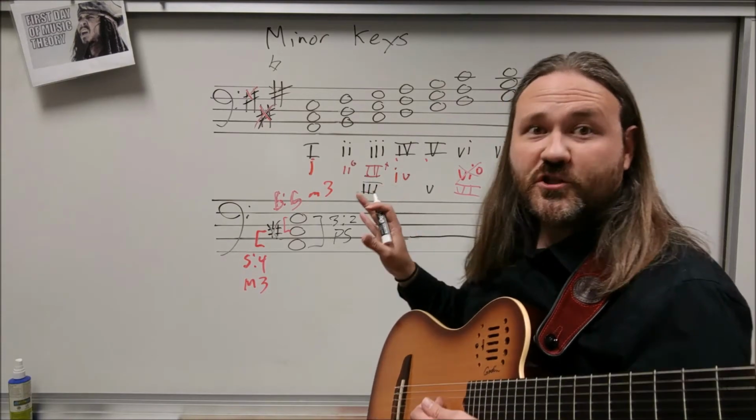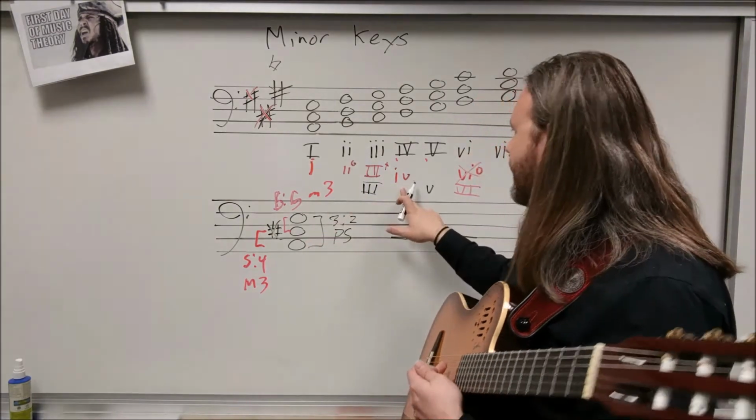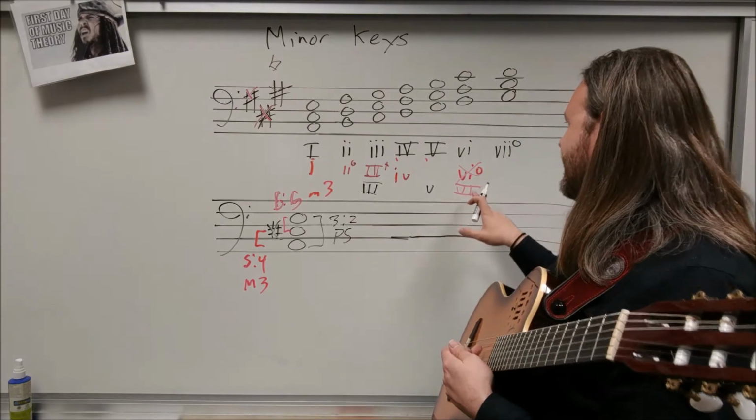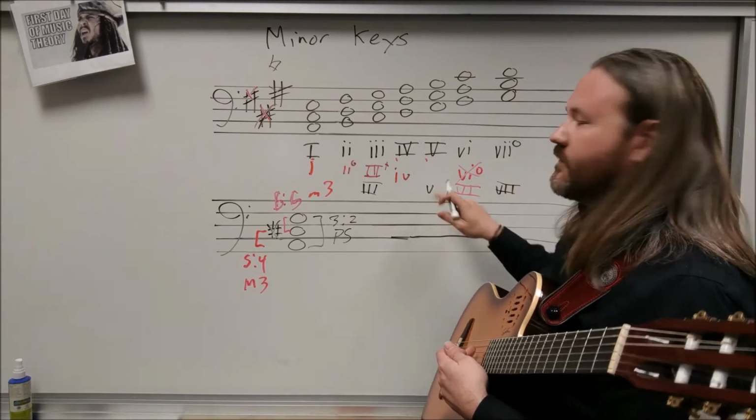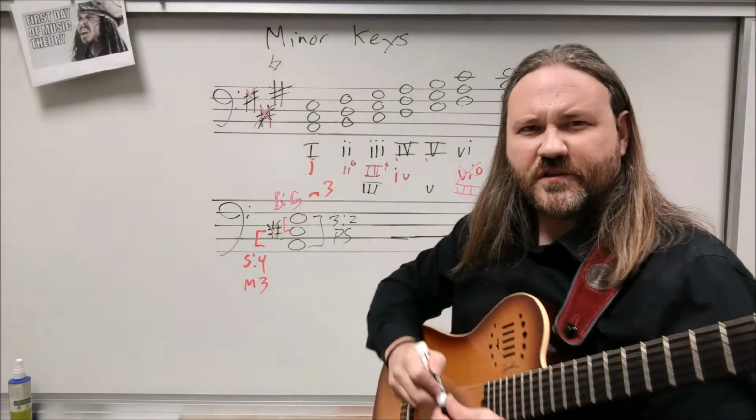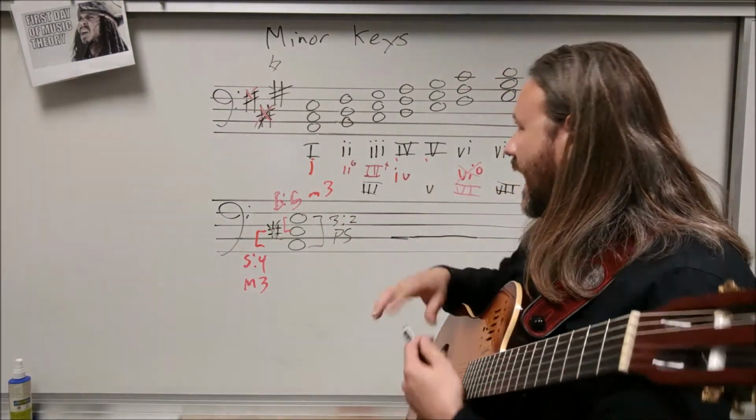Regular major 3 chord, which is weird. You have a minor 4, minor 5. The 6 is major, and then you end up with a major 7 if you make the 5 into a minor as well. But we don't usually do that. Most of the time the 5 is major.